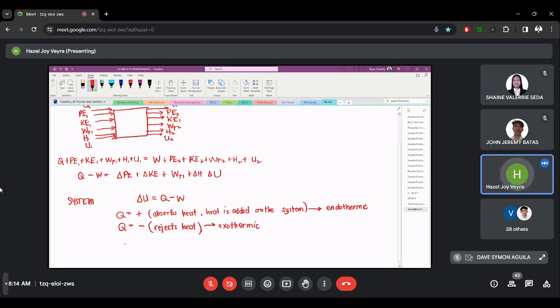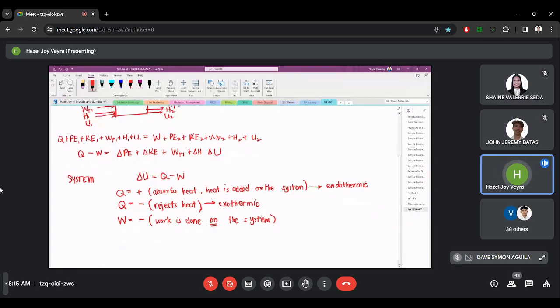And then, pag sa work naman, negative ang work. Tanda na, negative ang work kapag the work is done on the system. And work is positive if the work is done by the system.